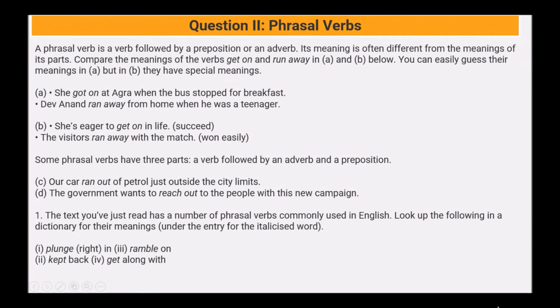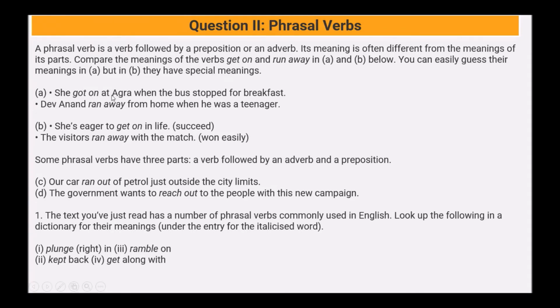Next, phrasal verbs. A phrasal verb is a verb followed by a preposition or an adverb. Its meaning is often different from the meanings of its parts. Compare the meanings of the verbs get on and run away in A and B below. You can easily guess their meanings in A, but in B they have special meanings.